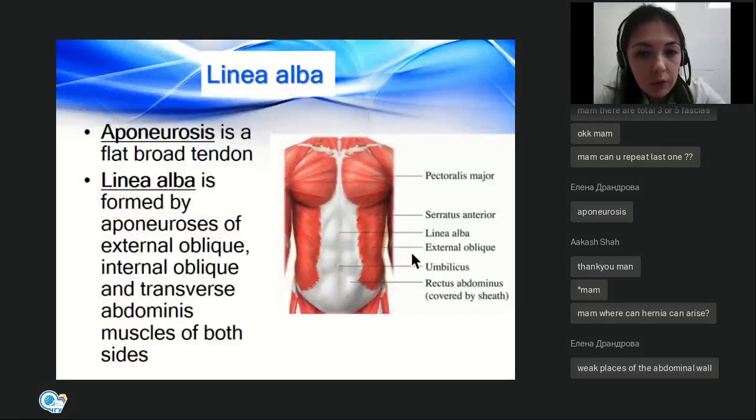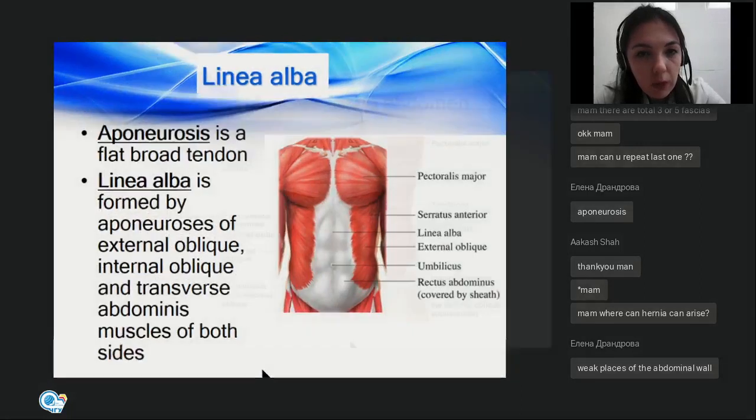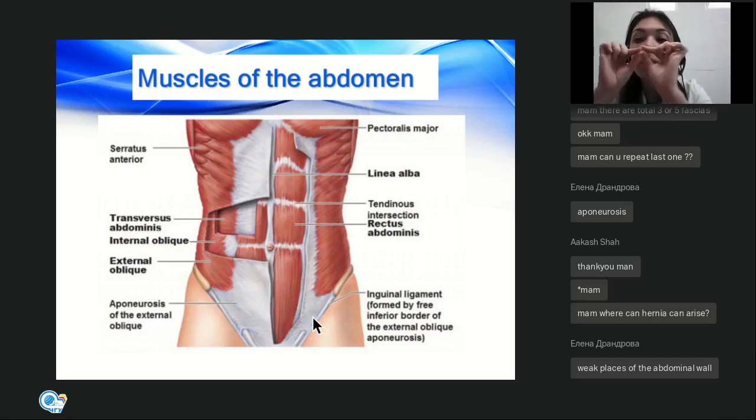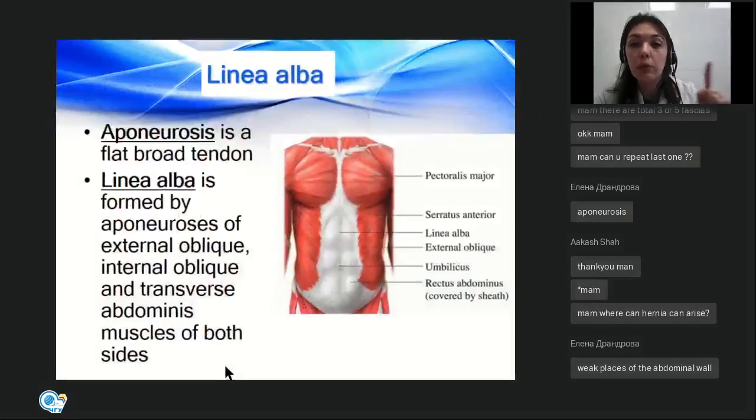it will form the inguinal ligament. Here we can see it. It goes inferiorly, reaches the superior anterior iliac spine and the superior margin of the pubic symphysis, and between them the inguinal ligament is stretched. This inguinal ligament is formed by the backward curve of the external oblique abdominis muscle. It is the inferior border of the external oblique abdominis muscle. Please try to memorize that.